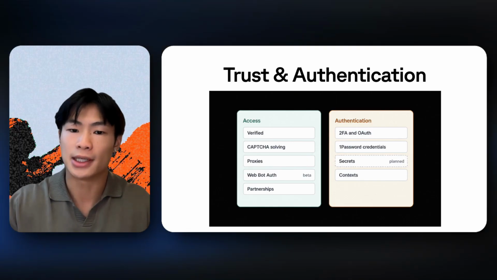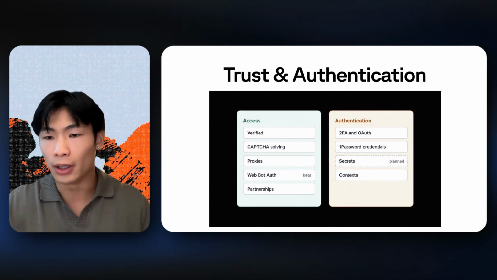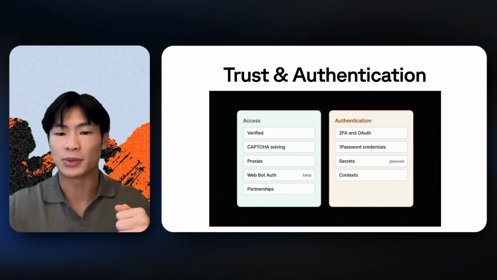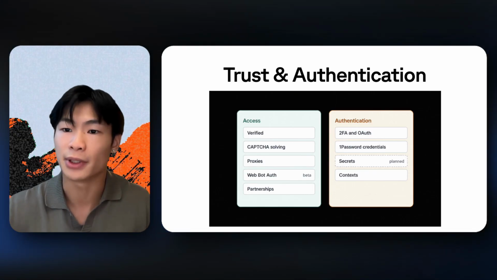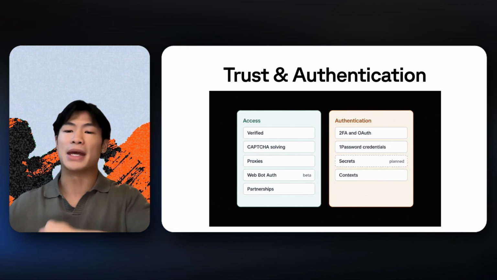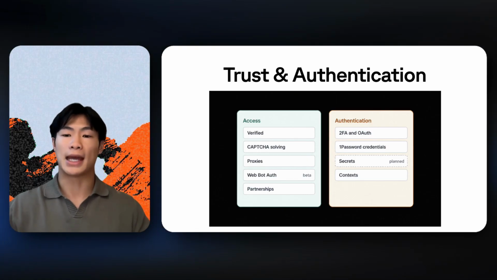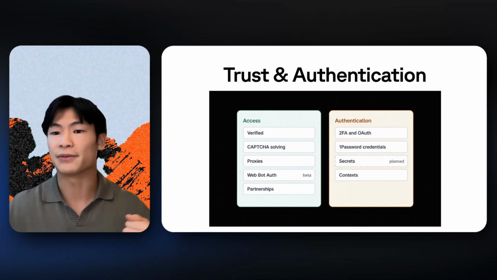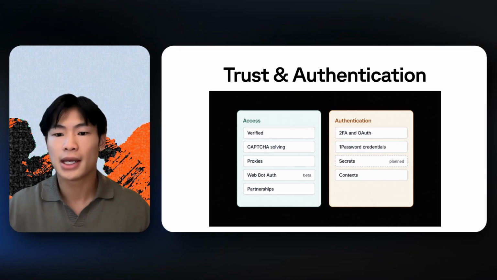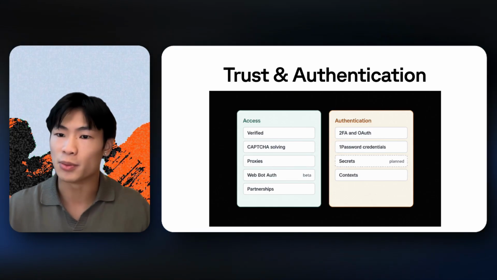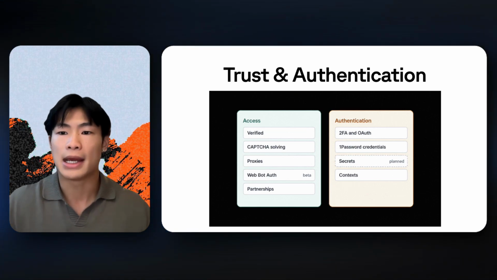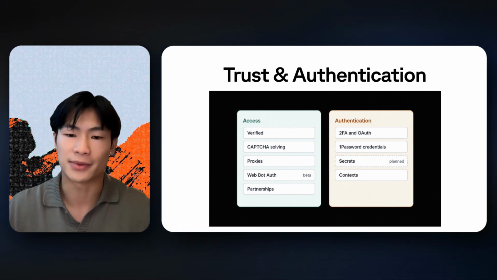And then authentication, we do 2FA and OAuth. So we're supporting those very soon. We have a 1Password integration where you're allowed to basically embed 1Password into our browsers as an extension so that you can let your agent log in safely without ever seeing your credentials. We'll have secrets, which will be important for running agent workflows, that is coming soon. And then also context, which I mentioned before.